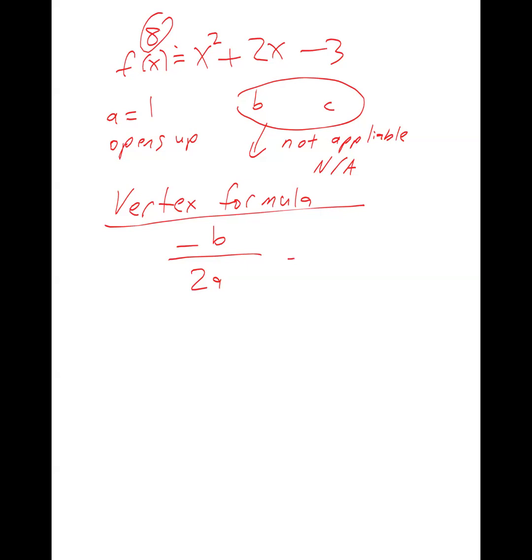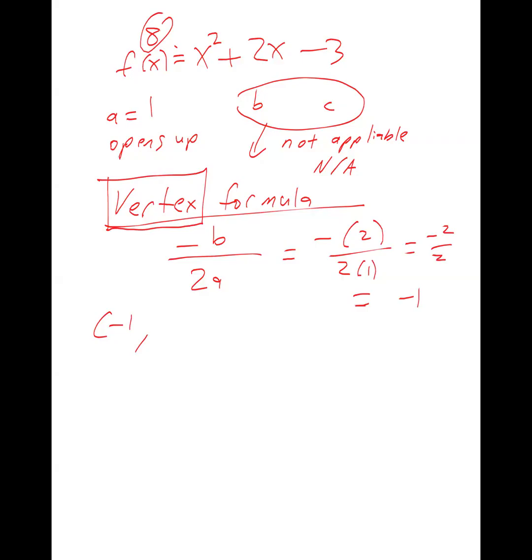So we're going to plug in the value for b of 2, and the value of A is 1. Then you get -2/2, which equals -1. That tells you the first point of the vertex, the x value of the vertex. Now, in order to find the y value, we have to plug in the x value. So take this x value that you got and plug it into the equation. So what's -1 squared plus 2 times -1 minus 3?